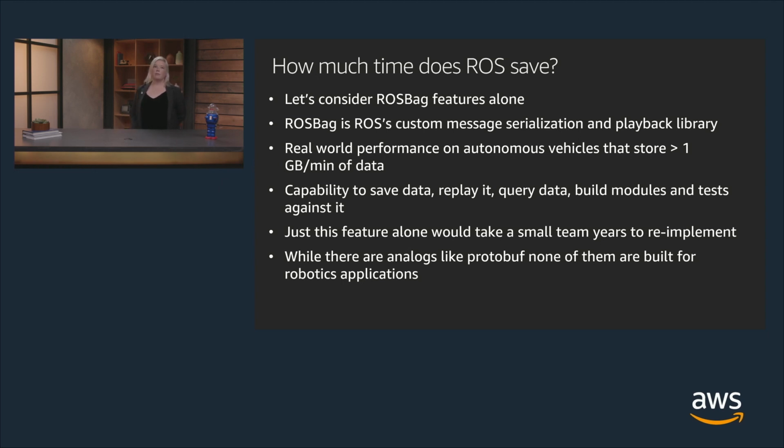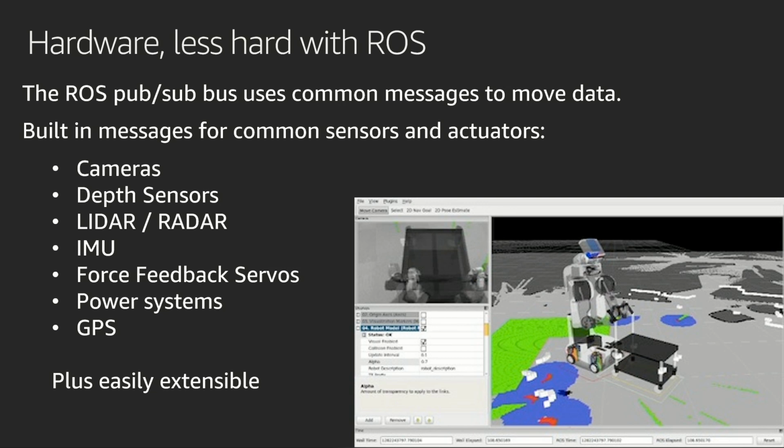Most of these vehicles have many cameras at high fidelity running, as well as Velodyne systems capturing a lot of data. This capability to save data, replay it, query data, and build modules and test against that data is extremely powerful. Just this feature alone would probably take a small team years to reinvent. While there are analogs like Protobuf out in the real world, there are none that are really built for robotics applications. Hardware is less hard with ROS. The ROS pub sub bus uses a common messaging format to move data.